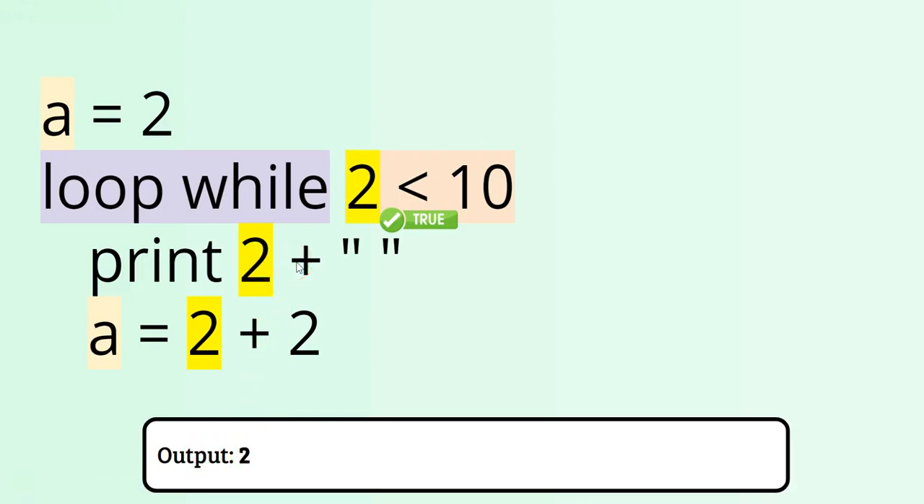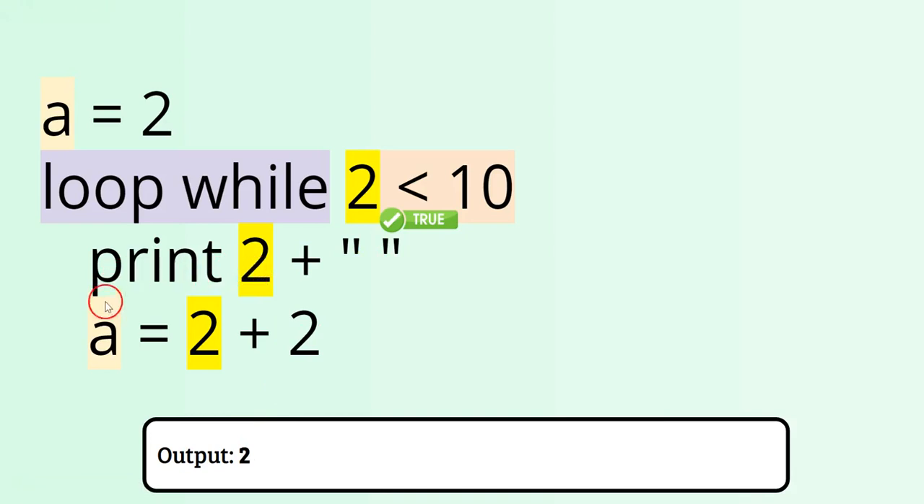What does this mean? Plus quotes. That's just a space, right? In order to keep track of numbers, we have to put a space at the end of each one. So this is saying 2 plus a space, so that the next number shows up after a space.